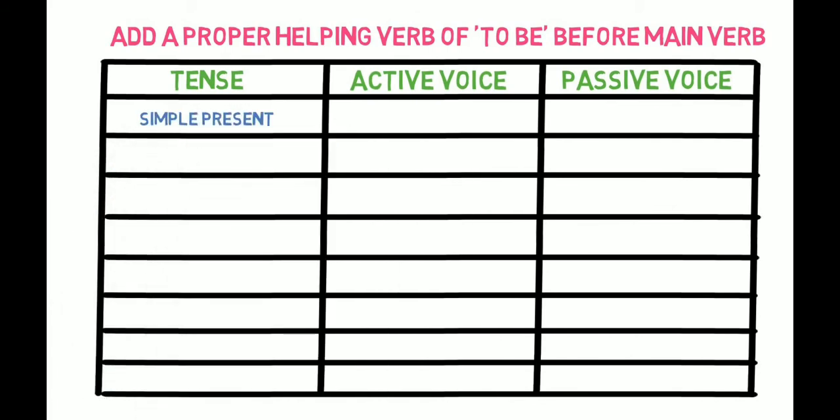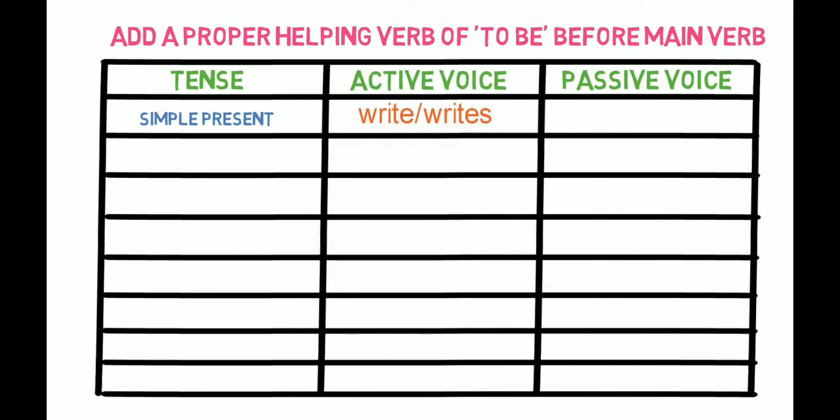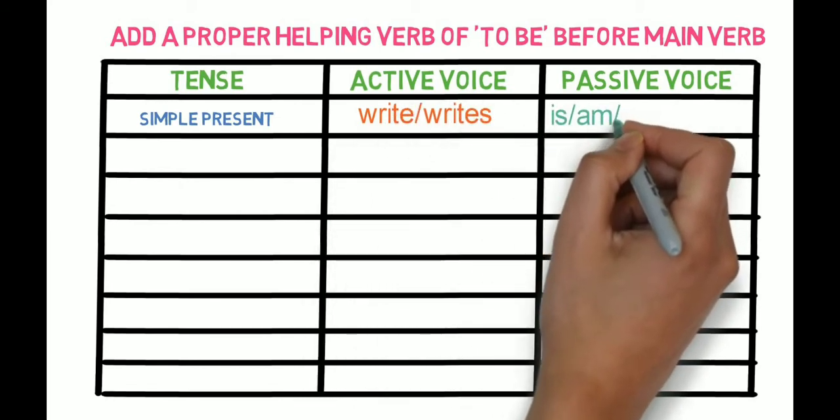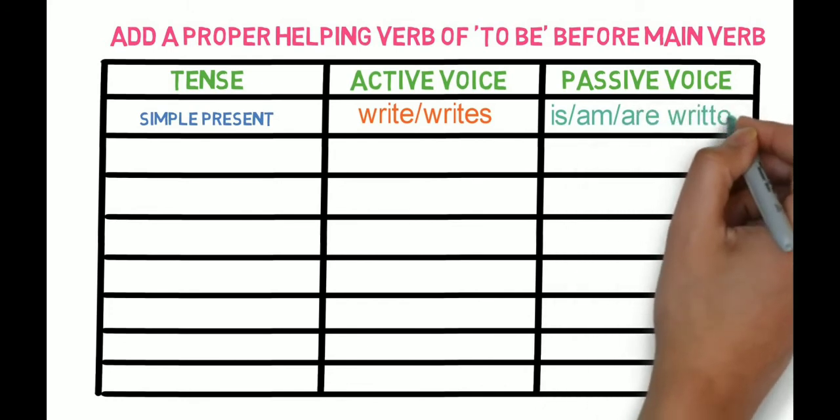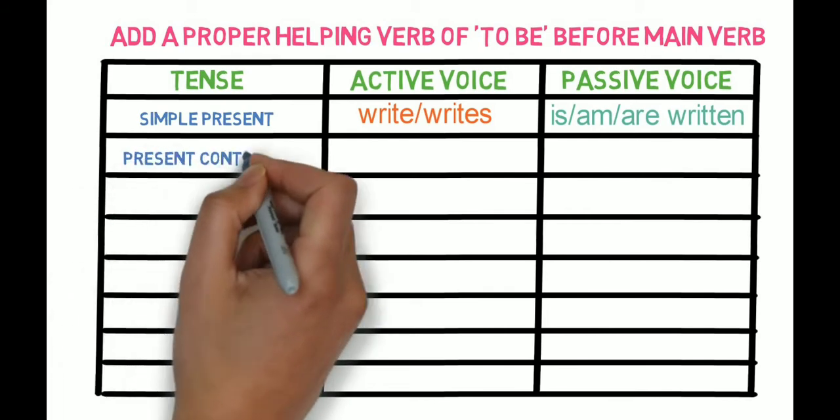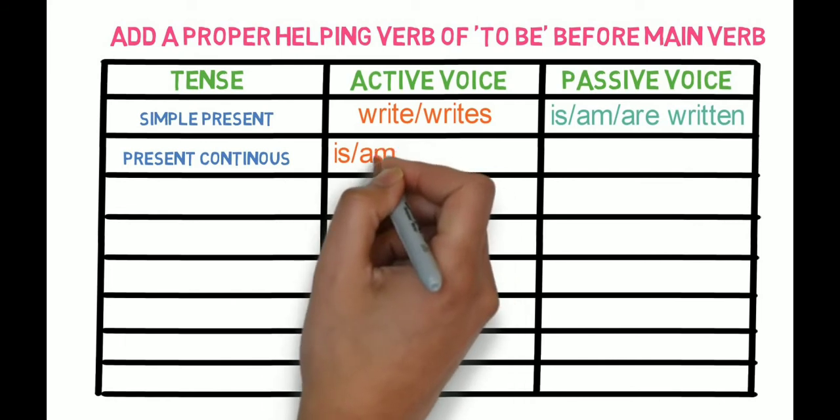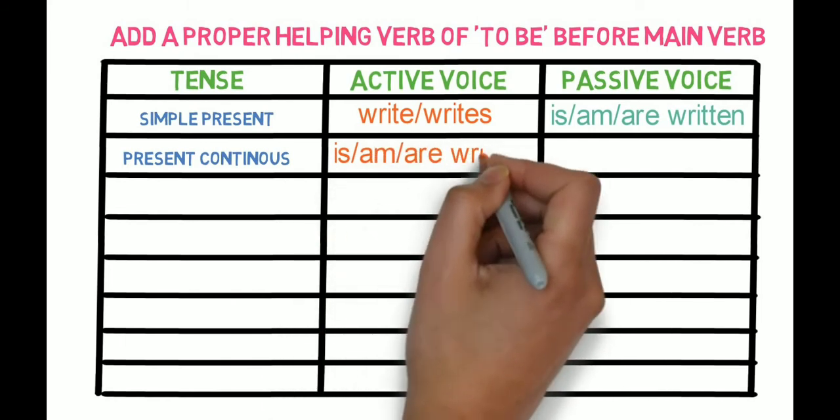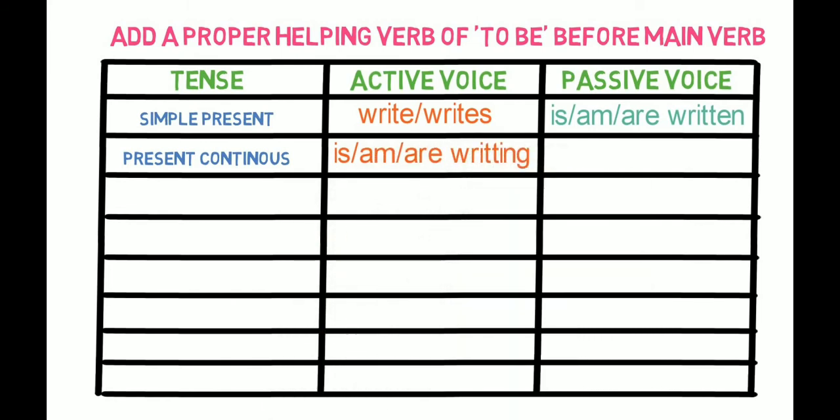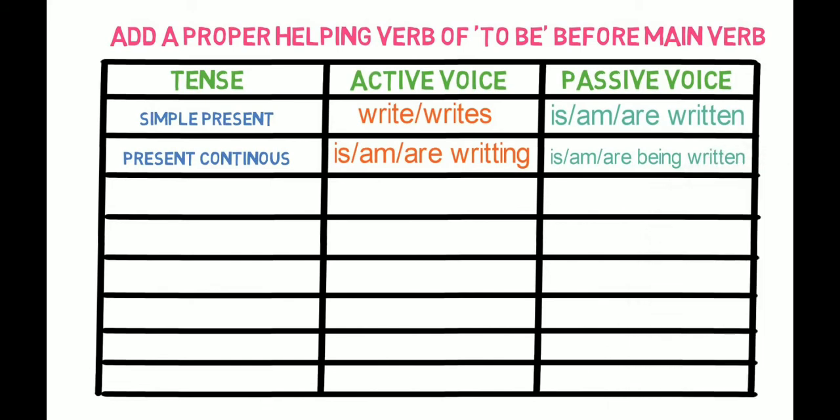Simple present. Here in active voice we have verb's first form write or writes, while in passive voice we add is or am or are depending on whether the object is singular or plural and written. For present continuous in active voice we have is or am or are depending on subject is singular or plural and writing, while in passive voice we add being helping verb with is, am or are written as a verb.